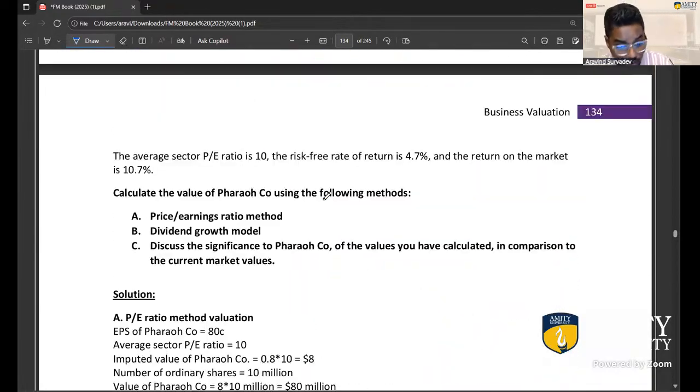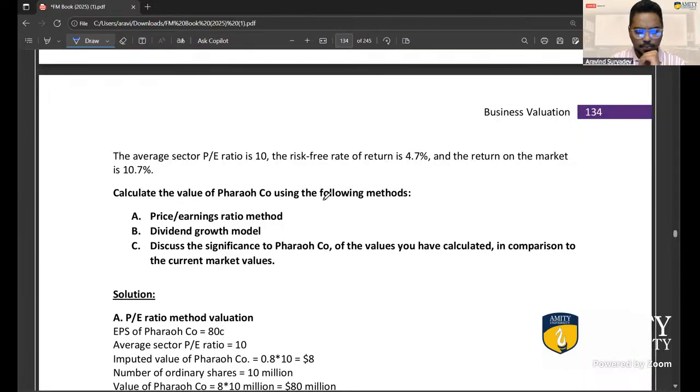Now, of course, there was a discussion part also. Discuss the significance to Faro company of the values you have calculated in comparison to the current market value. Well, based on the market value of the share, it's $6.6 per share multiplied by 10 million shares. That is $66 million value. Yeah. Now, the PE ratio value of this company is much higher at 80 million, right? Whereas the dividend valuation model gave us a lower value of 58.3 million.